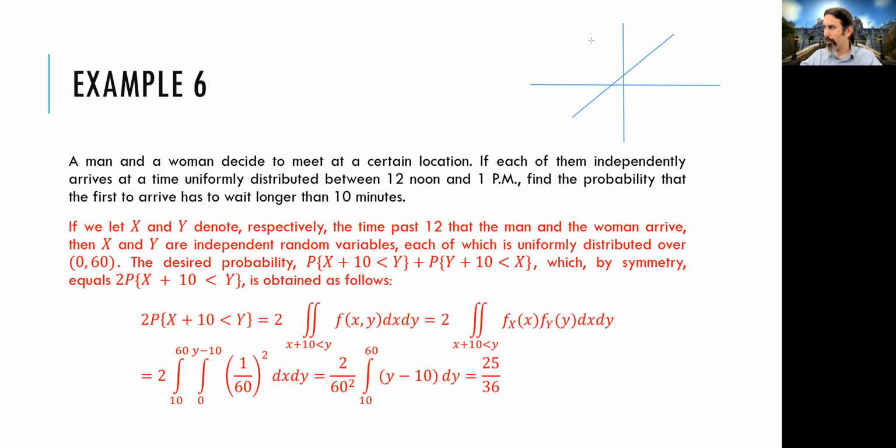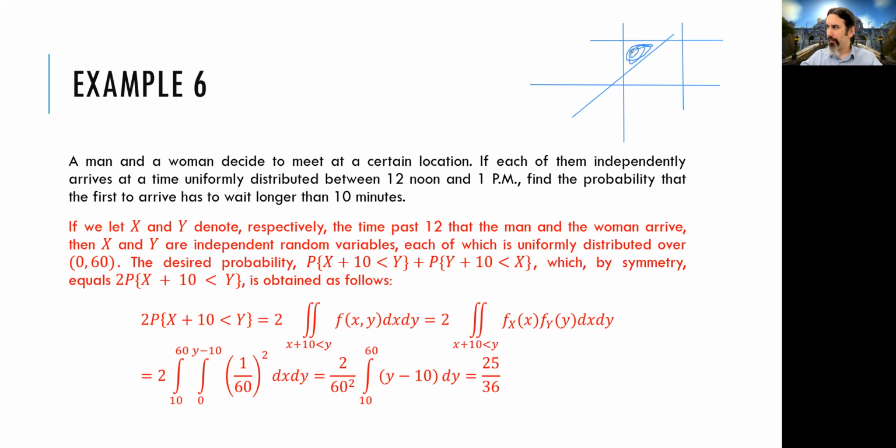We also know that we have this one, and this one is 60 and 60. Now, as you can see, we are looking for x plus 10 less than y, which means x can be less than y, so over here somewhere. Because it's limited by y less than 60 as well, which is this one, and x greater than 0, which is this one. So this area is our integral area.